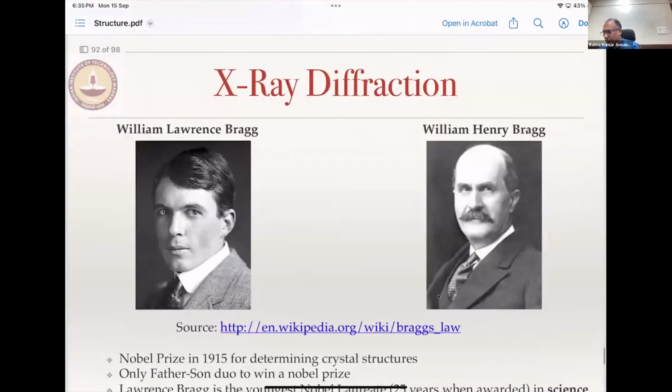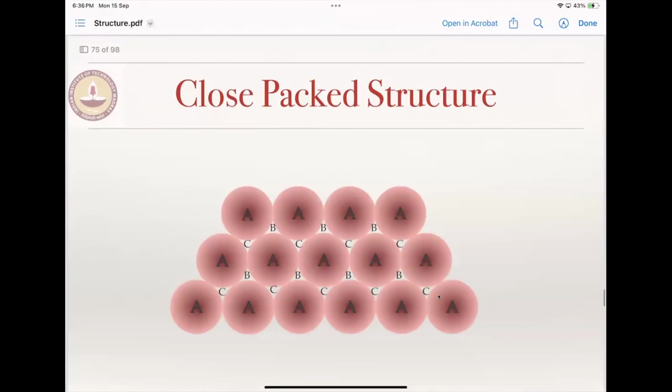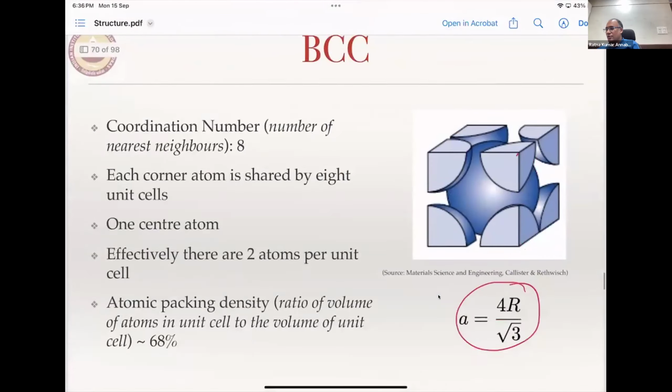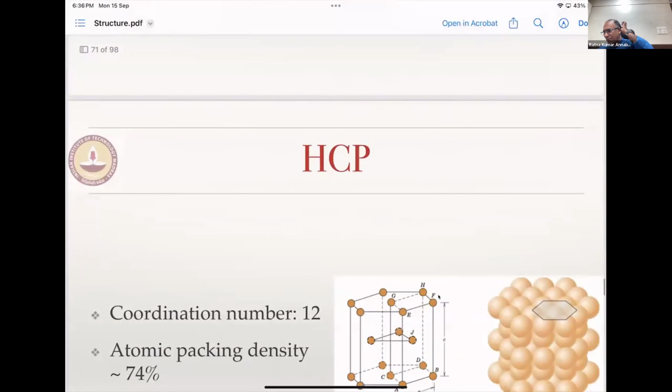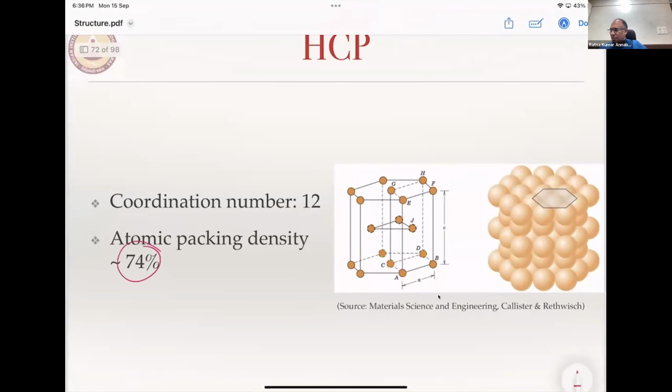Any other questions? Clear, sir. Clear, right? Yes, sir. So HCP also will have the same packing density, which you can calculate.